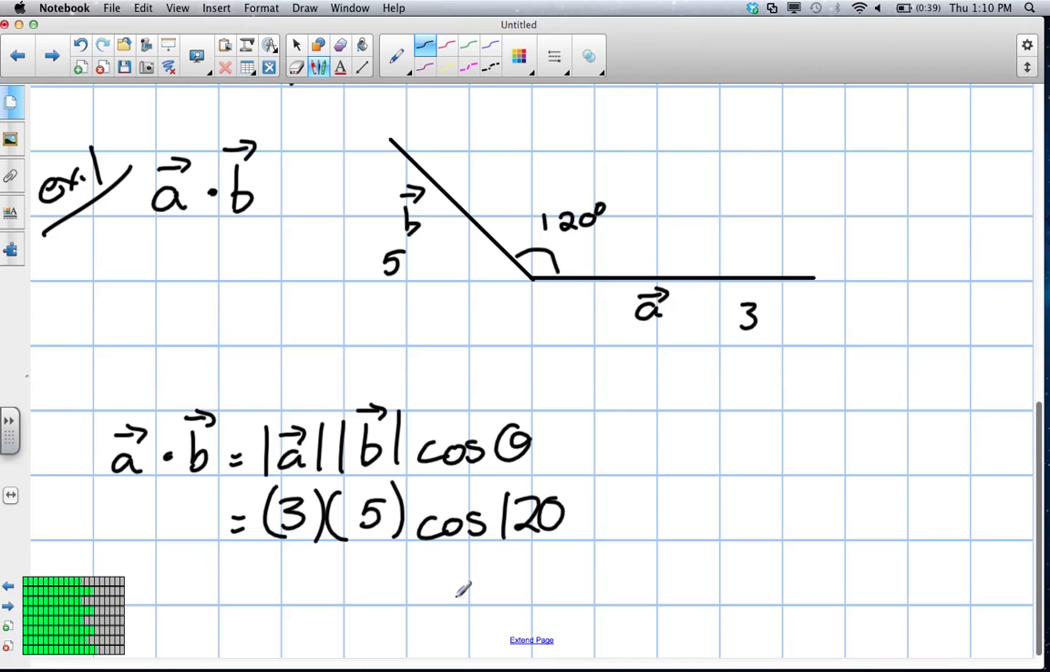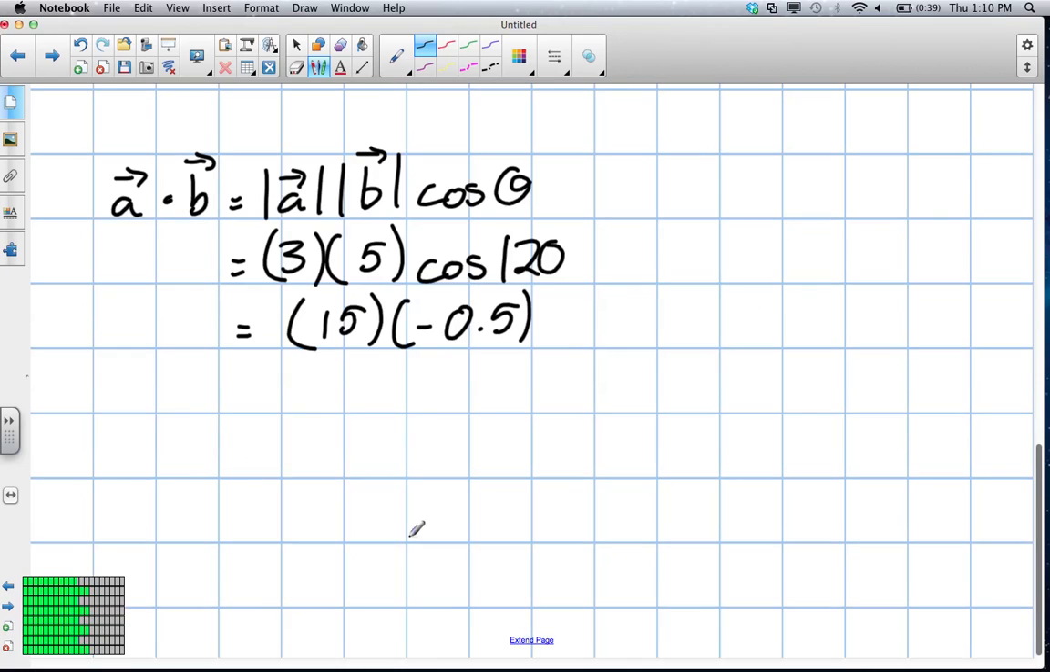Do we just do that on the other page, right? Is that negative 0.5? Yeah, negative 0.5. So this becomes 8, not 8, what am I saying? That's adding. 15 times negative 0.5, negative 7.5. Boom, that's it. That would be the dot product of those two vectors.